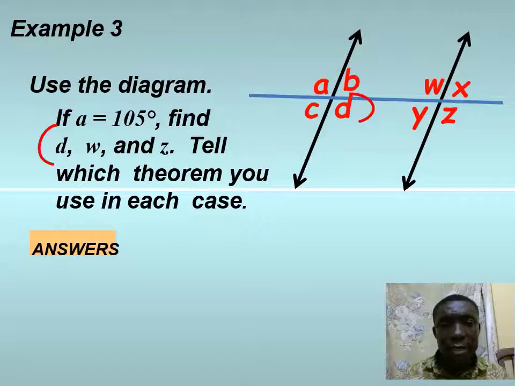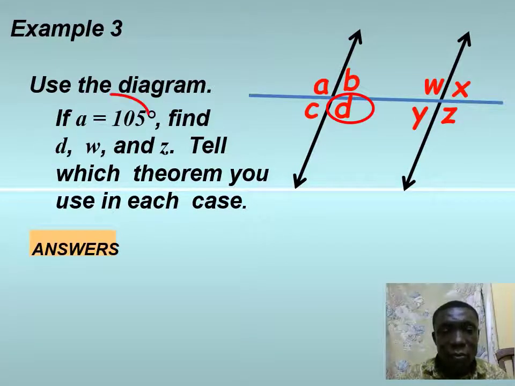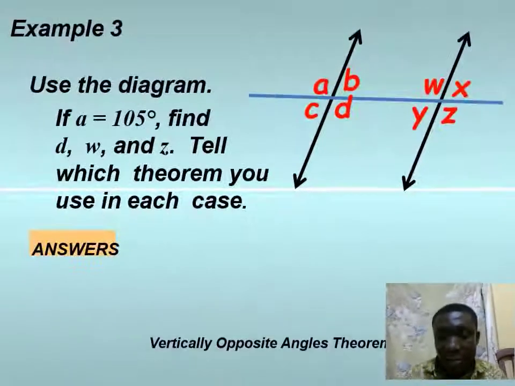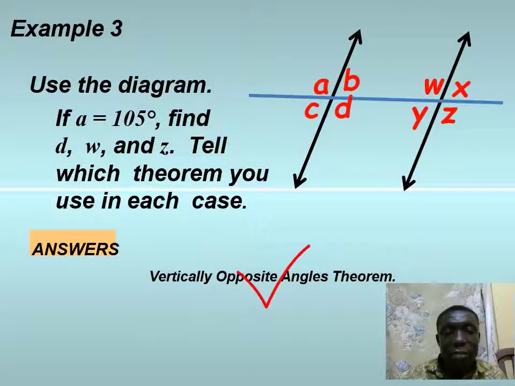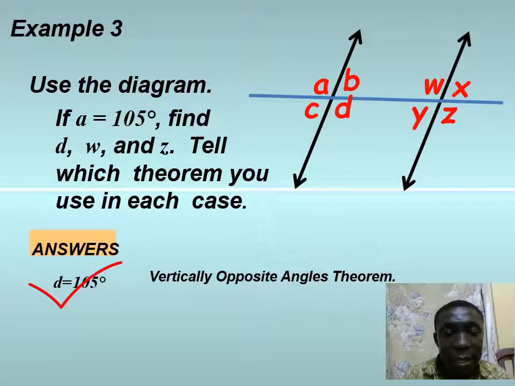So what answer can you provide for angle D? If angle A is 105 degrees, what answer can you provide for angle D? Yes, and what theorem? You are supposed to give the reason. As a mathematician, everything should be backed by reason. From the vertically opposite angles theorem, we can say that angle D is equal to 105 degrees. Very well.